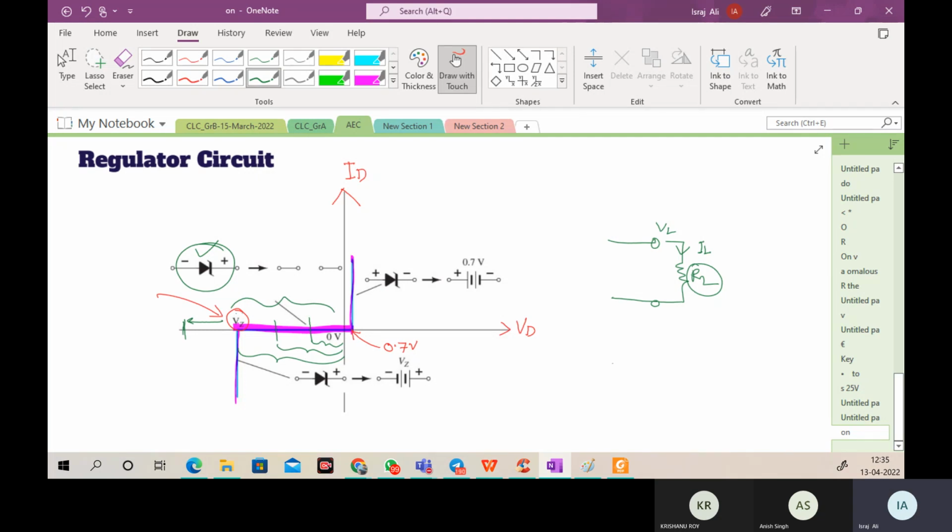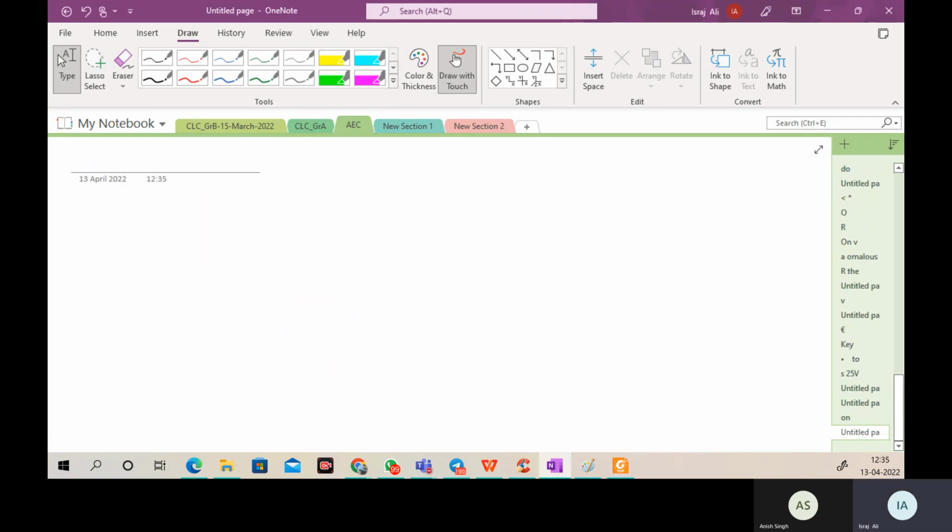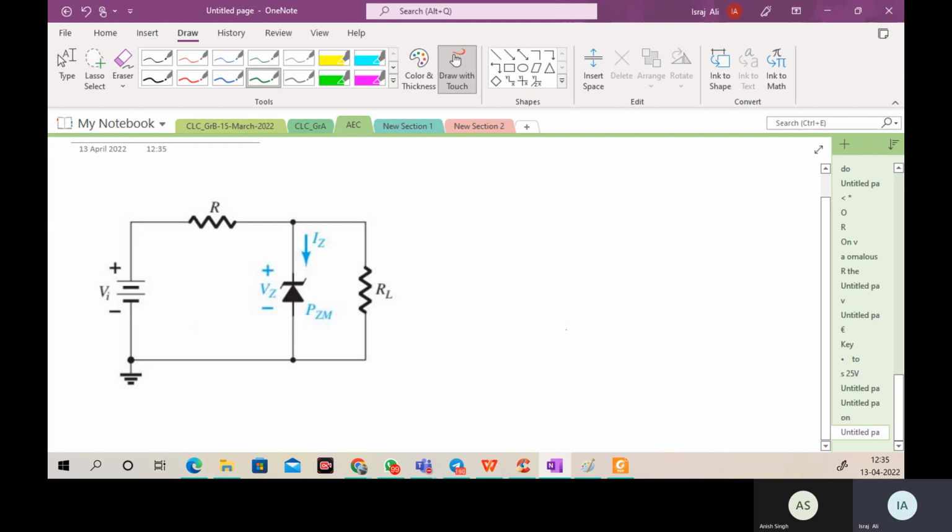Now we will go to the regulator circuit quickly. What are the analysis and circuit components there? The very simple things are there. Not very difficult. Let me take you over here. Now, when we are talking about a regulator circuit, it is a simple circuit. What are the components? Look here. The major component required is the Zener diode.